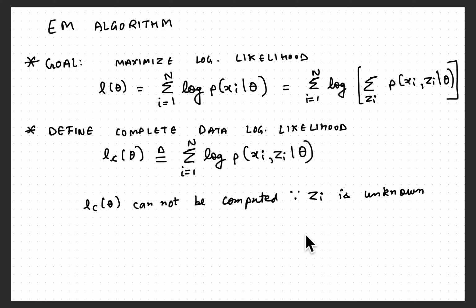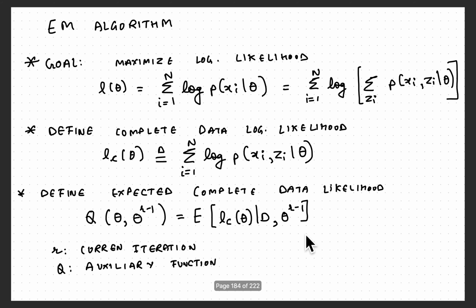So instead of defining the complete data log likelihood, we define an expected complete data log likelihood, right? We end up defining a function Q which takes in two parameters, theta and theta^(r-1). And this is an expectation over the complete data log likelihood given the parameters theta, given the data, and the parameter theta in the previous iteration, right? So we define r to be the current iteration, and Q is defined as an auxiliary function. If you don't get much of this, don't worry. We'll be looking at the specifics of this EM algorithm for the HMM.